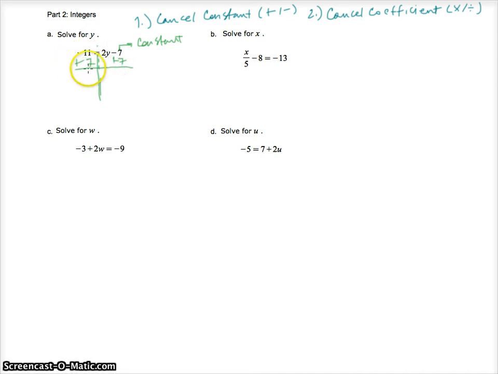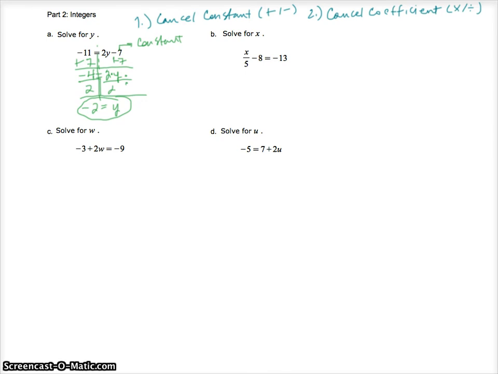Negative 11 plus 7 is negative 4. I've got to subtract them and then find the opposite. Negative 4 equals 2y, which is 2 times y. In order to undo the multiplication, I need to cancel the coefficient now. This is my coefficient, so I need to divide by 2 on both sides. Negative 4 divided by 2 is negative 2 equals y.